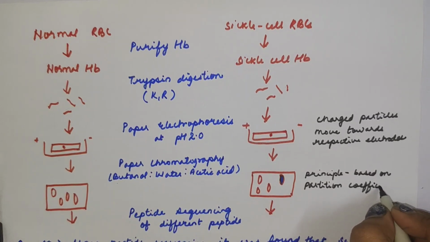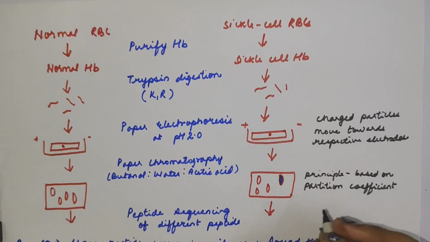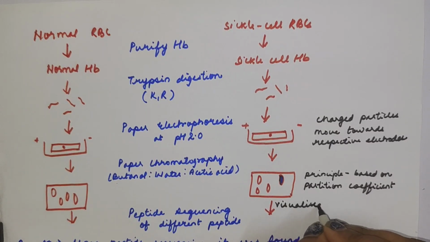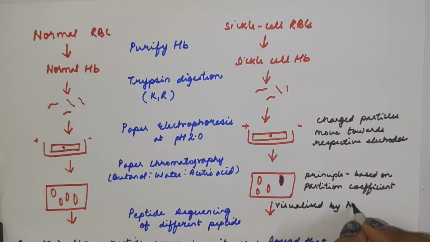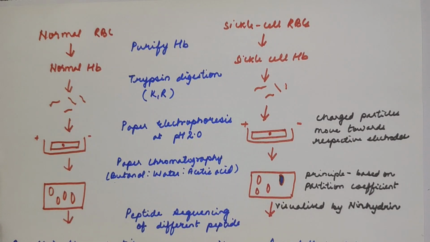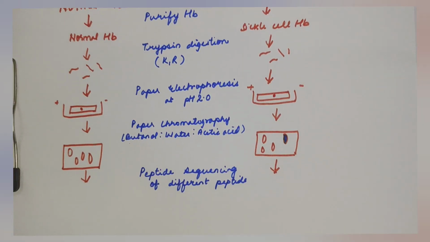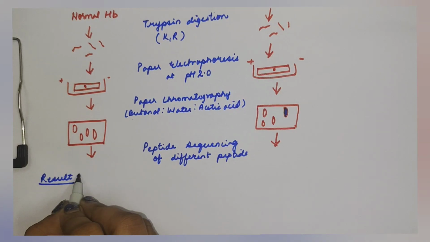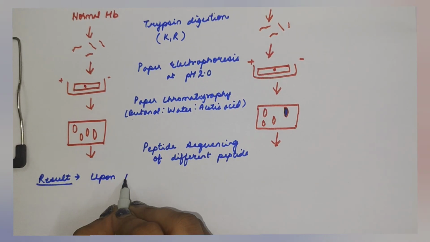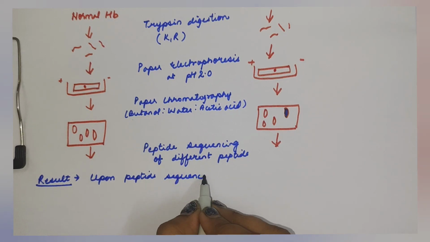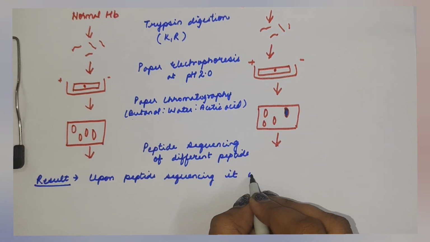Now, the chromatograms of both the normal and the sickle cell RBCs are compared, and after comparing, it was found that one of the peptides was different in the sickle cell RBCs. It means that out of the four spots which we got on the chromatogram, one spot was differently placed in the sickle cell RBC. The other three peptides were found similar. So now we will do the peptide sequencing of the different peptide which was found on the chromatogram.